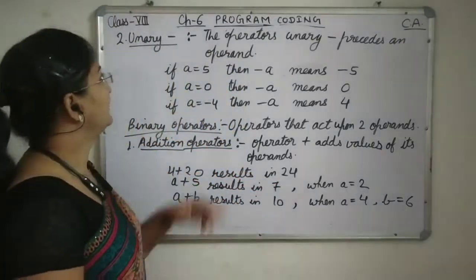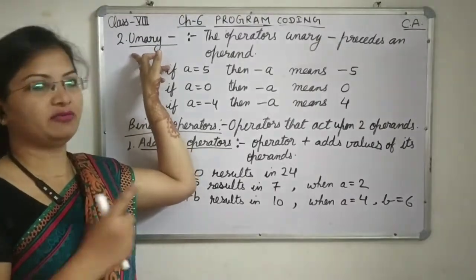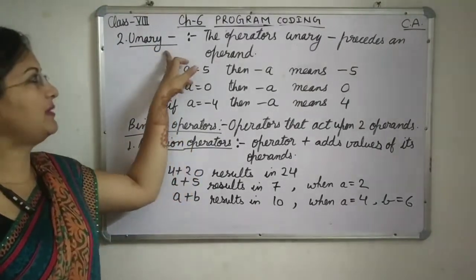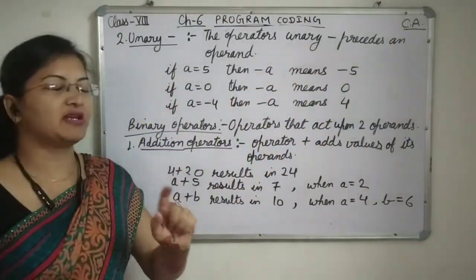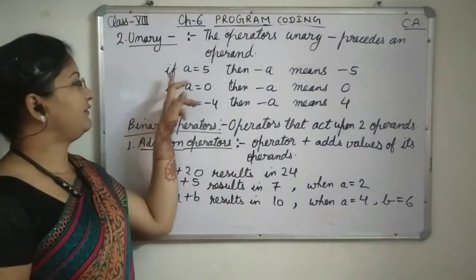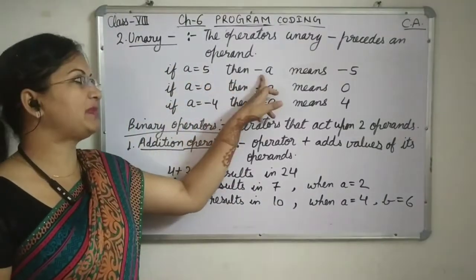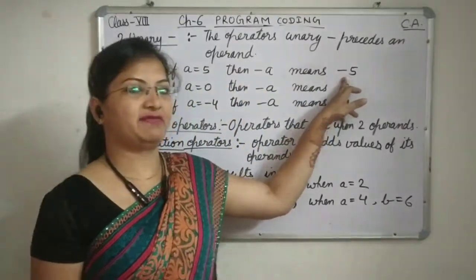So students, we discussed unary operator, unary plus, now unary minus. Unary minus means the unary minus precedes an operand. Before the operand there will be a minus. Okay. Now if a equals 5, then what will be minus a? Minus 5. Got it? So minus 5 is here.